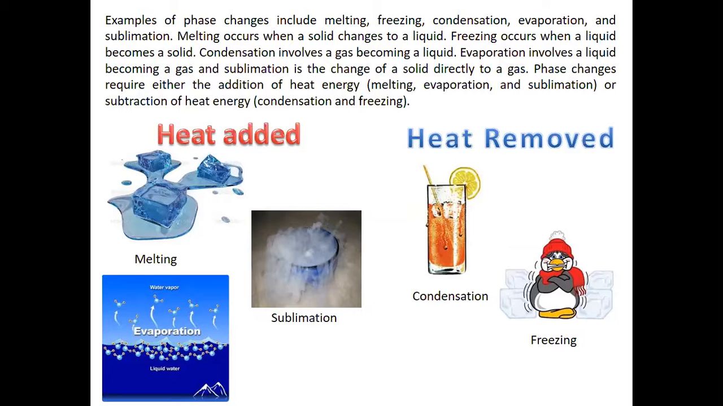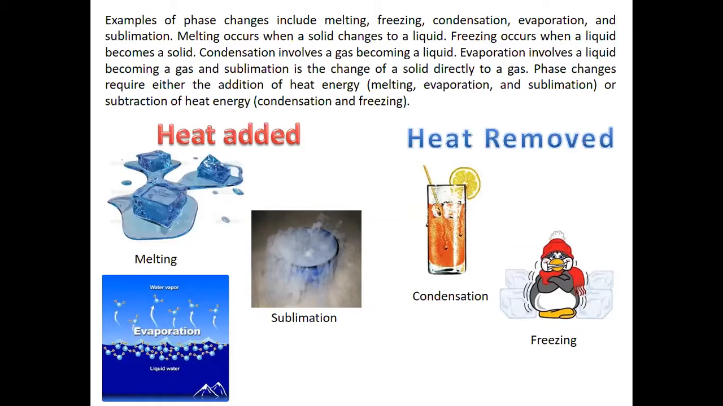okay? Now, to get a solid piece of iron to turn into liquid iron requires a lot of heat. And we don't normally think of that as iron melting into liquid iron, but we call it melting. Freezing occurs when a liquid becomes a solid. Again, this could be water turning into ice, or it could be liquid iron turning back into solid iron. And again, this would be at a temperature so hot you wouldn't want to touch it, okay? But we call it freezing, okay?